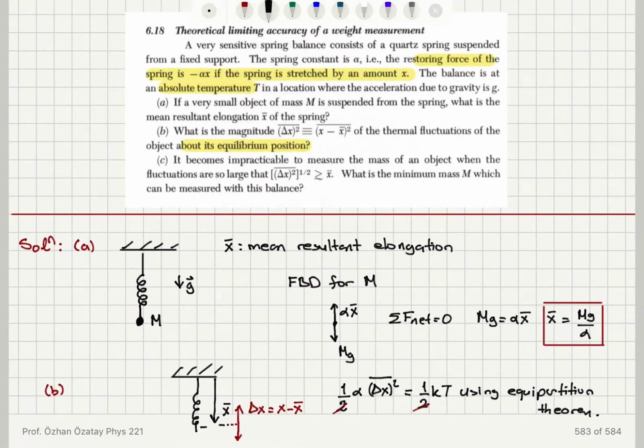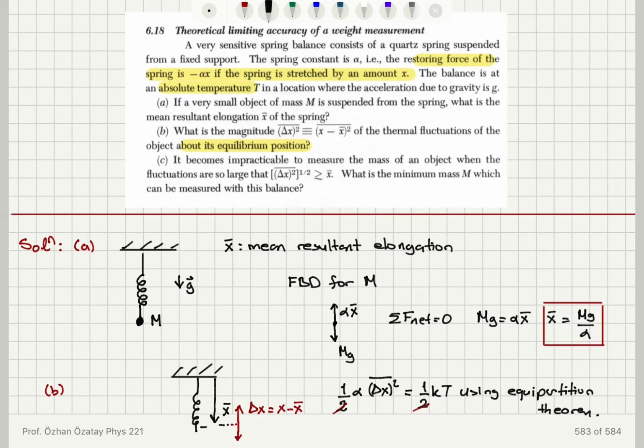Now, we have to be careful here about what this delta x means. So we have a new equilibrium position x bar. We're looking at oscillations about this equilibrium position. So that delta x is what goes into the potential energy equation 1 over 2 alpha delta x square. So this is equal to half a kT using the equipartition theorem.